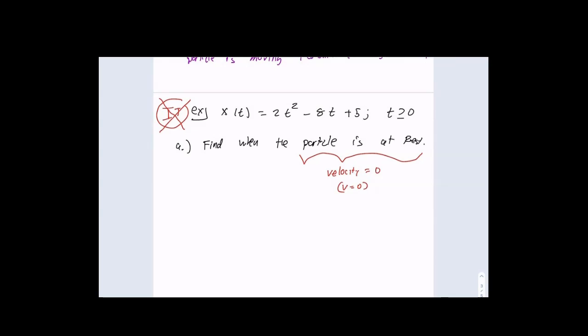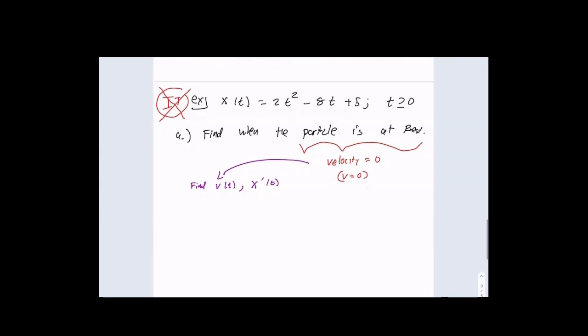Okay? So what do I have to do? If a particle is, when velocity is 0, then that means I need to first find velocity. I said velocity equal to 0. I could have just as easily said x prime of t. So the velocity is equal to, well, we just said it's x prime of t. What is it?